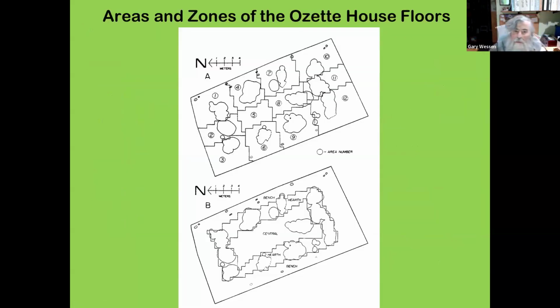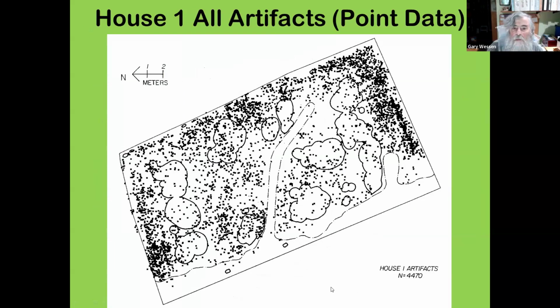House floor patterns. And we'll just wrap this up. I'm running a little longer than I thought I would, but we'll still finish this in time. Remember I told you about how we use house floor patterns, both the nuclear family areas around the hearth. Each nuclear family area had its own hearth, and then this bench zone and central zones on the house floor. And if we look at the distribution of things on the house floor, looking at house one, this is a point plot of all the artifacts on the house one floor.